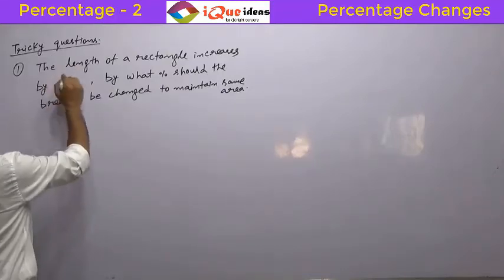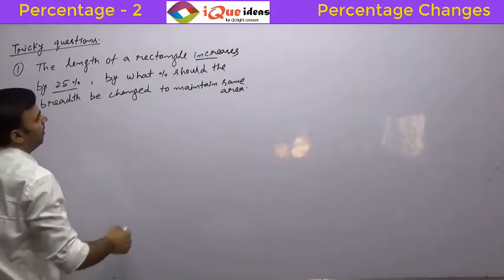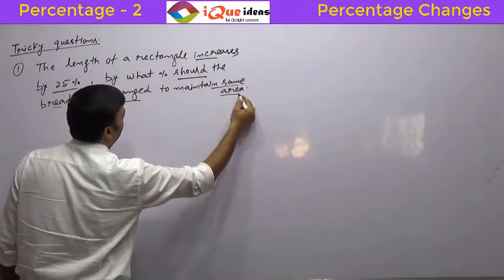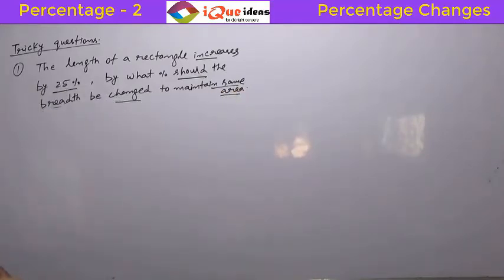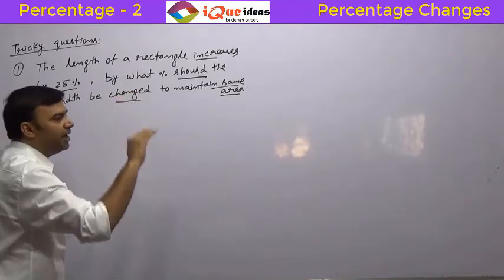Now, this question says the length of a rectangle increases by 25%. By what percentage should the breadth be changed to maintain the same area? One thing is very clear, the breadth has to be decreased. Why? If the length increases, area increases.